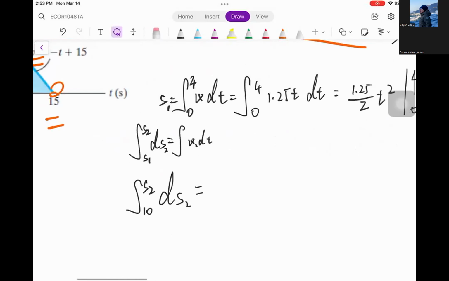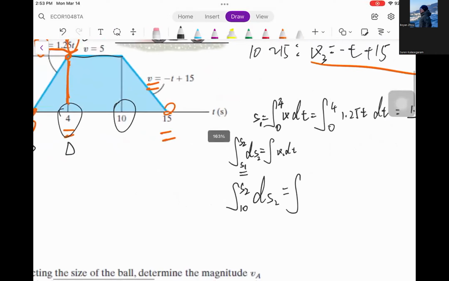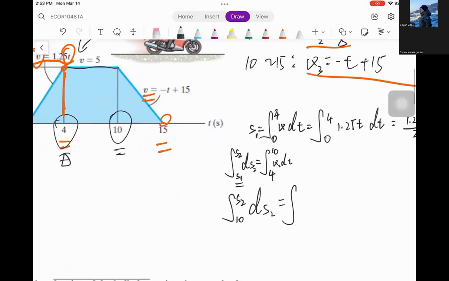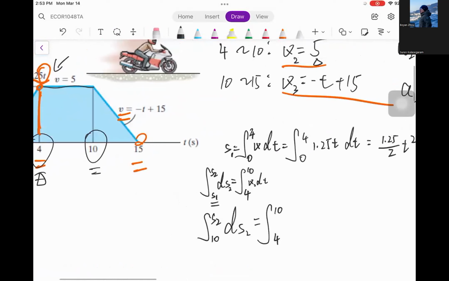We have to remember to put the S1 over here, because if we forget, we're going to miss some and eventually get a wrong answer. And the right-hand side is going to be the same. For time t, we're doing from 4 seconds to 10 seconds. So that is 4 to 10. And V2 is a constant value, so it's just 5 dt.